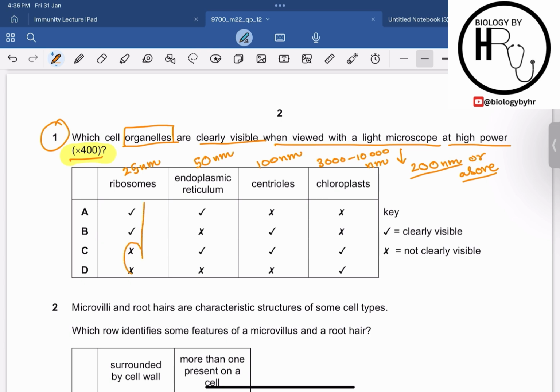No, it is not visible, right? Why it is not visible? Because it is of 25 nanometer, and light microscope can only view the objects with 200 nanometer or above. Similarly, endoplasmic reticulum can also not be visible. Centrioles can also not be visible. Chloroplast have its range of above 200 nanometer, which is 3000 to 10,000 nanometers. So yes, chloroplast can be visible with the light microscope. Hence the correct answer to this option is option D. I hope that this MCQ is clear to all of you.